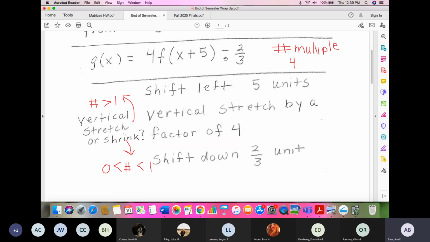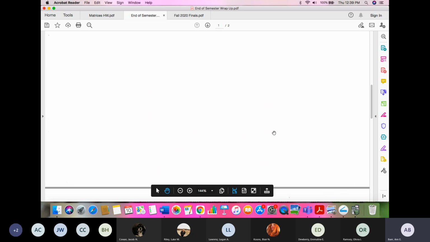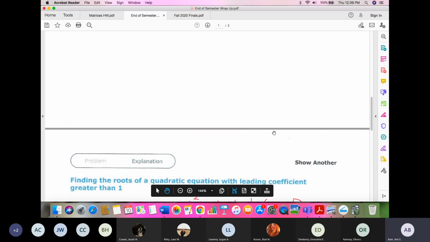And lastly, we have to deal with this number, minus 2/3. That's a number being added or subtracted down the street, so that works like we think. That is a vertical shift. And so we're going to shift down 2/3 of a unit. Any questions on this? This is going to come up somewhere in your final exam process. So I will put this in instructor resources in ALEKS.